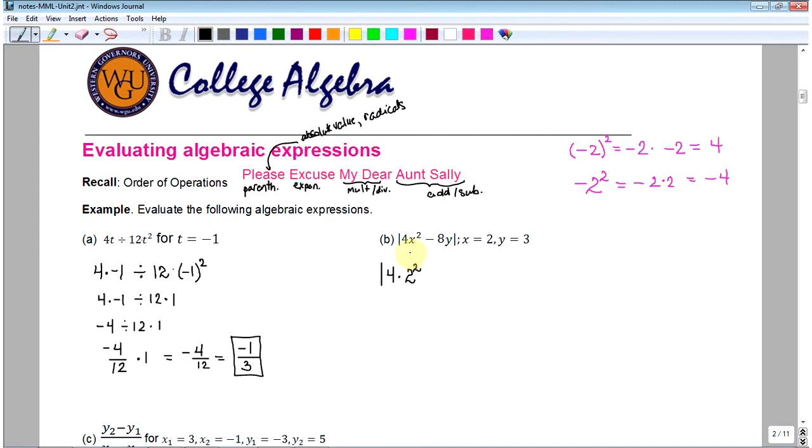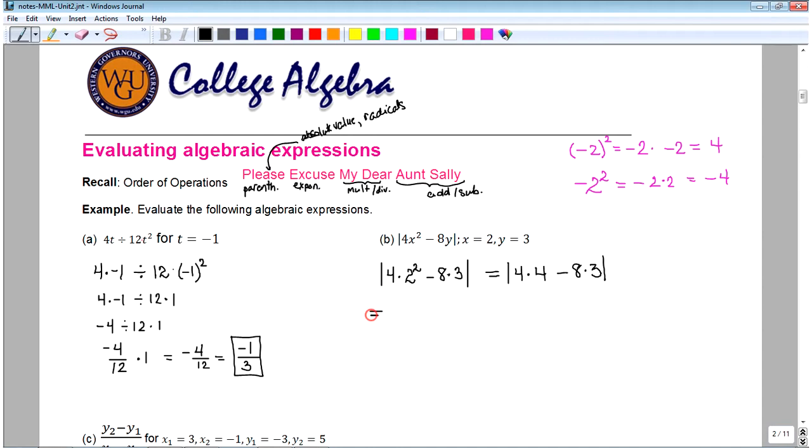Okay, so going back to our problem, we plugged in our 2 for x, minus 8 times our y value, which is 3. So now we're working within our absolute value because it's at the same level as parentheses. Within our absolute value, the next thing that we need to do is the exponent. So 2 squared is equal to 4. So I have 4 times 4 minus 8 times 3.